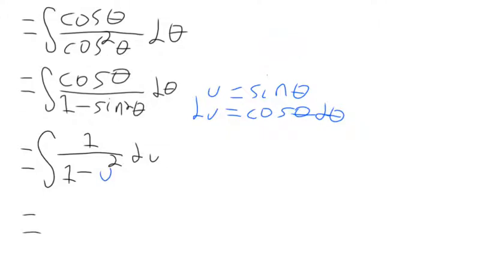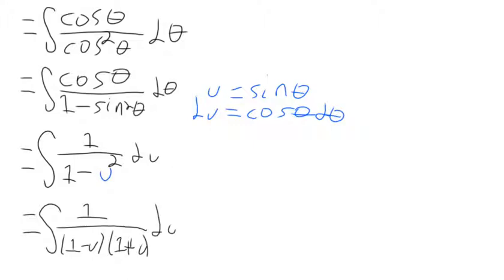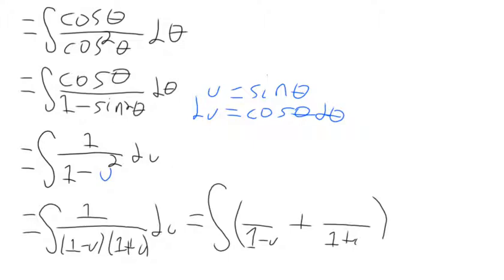And now for this, I will have to factor the denominator and do partial fractions. So this is going to give me 1 over, factor that, you get 1 minus u times 1 plus u. That's a typical difference of squares. And now, to do the partial fractions, I'm going to put down two fractions. And I know that the denominator here is going to be 1 minus u, and the denominator here is going to be 1 plus u.